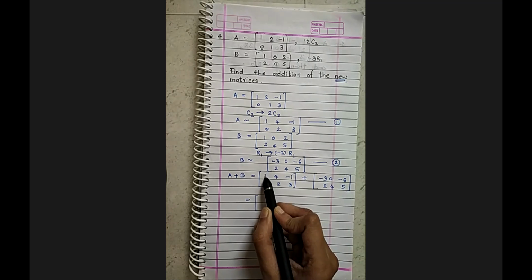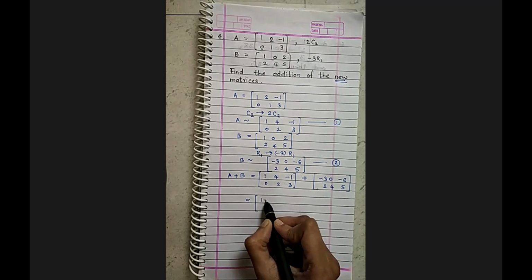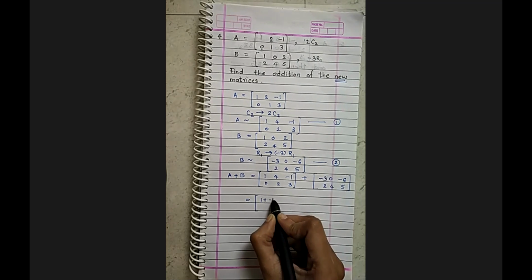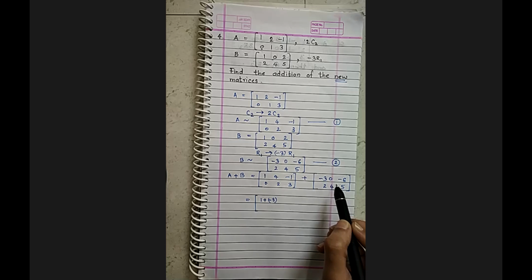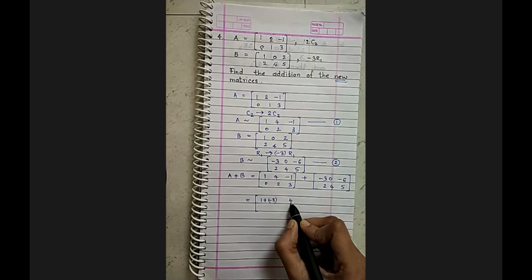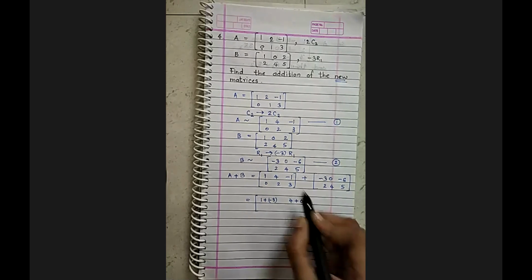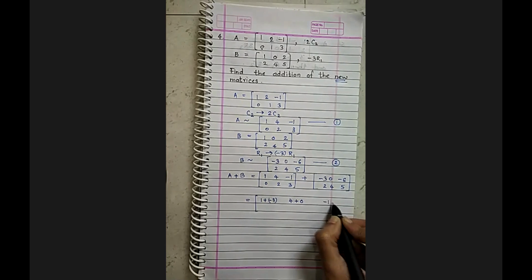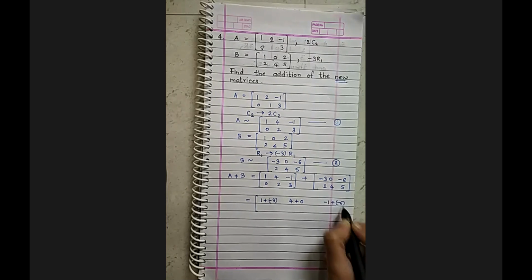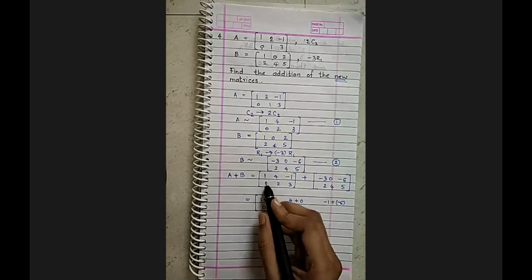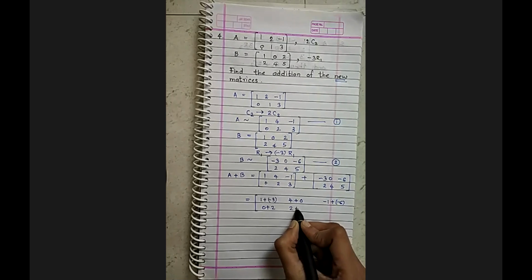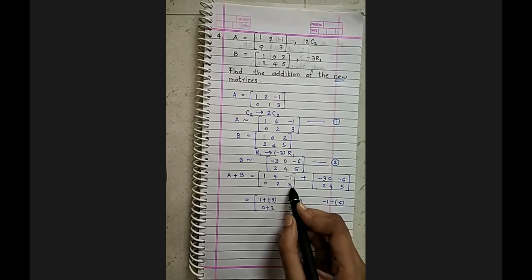So over here if you have 1, so 1 plus minus 3. Each element of the first matrix you have to add to the corresponding element of the second matrix. So here the next will be 4 plus 0. Next will be minus 1 plus minus 6. Next 0 plus 2. Then 2 plus 4. Then 3 plus 5.